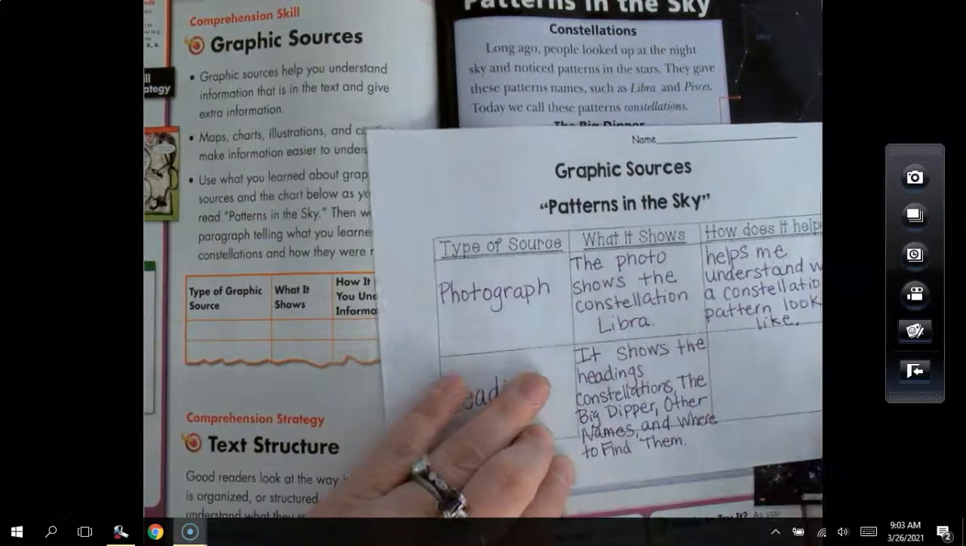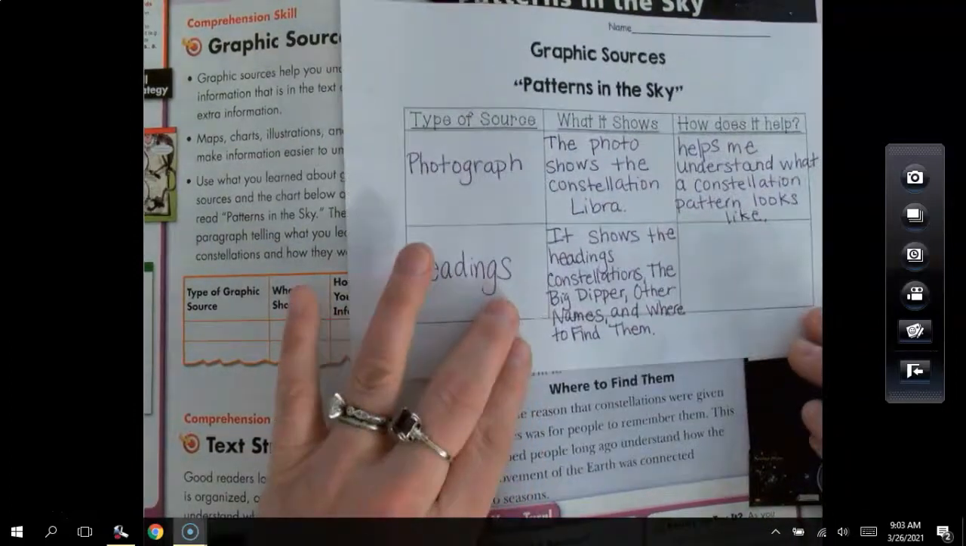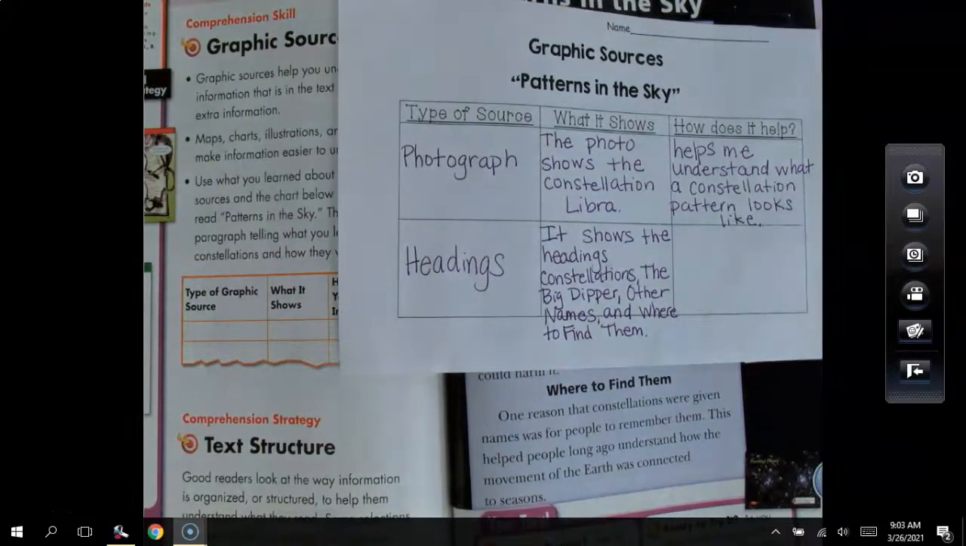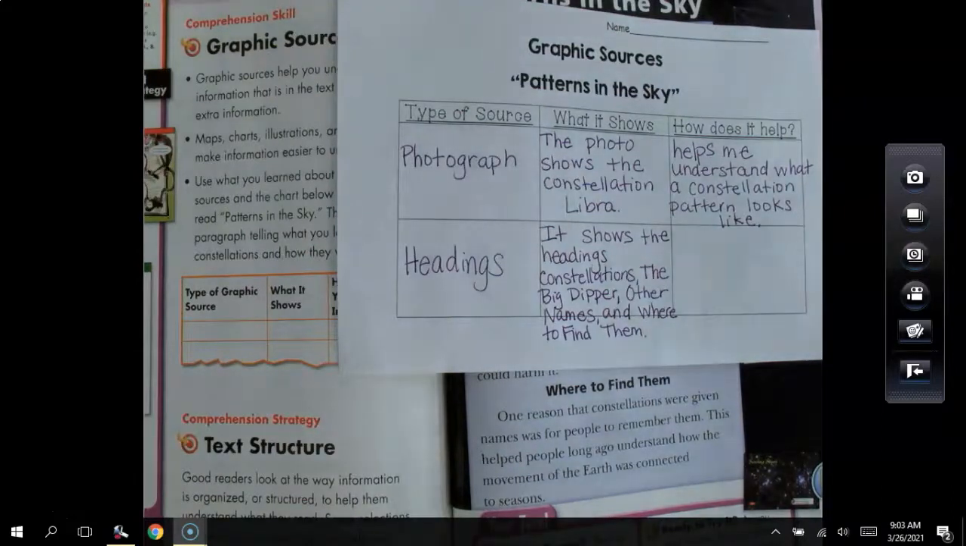May have to write a little bit smaller. I'll give you time to go ahead and write that. So we just listed the four headings in our story. That's what it shows us. It shows the headings: constellations, the Big Dipper, other names, and where to find them.